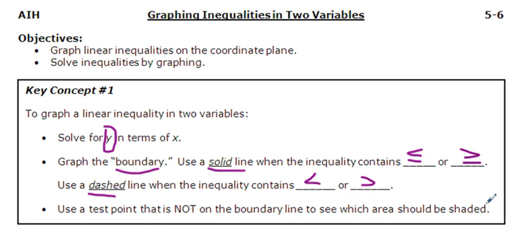Now, inequalities don't have just one answer, right? If we get x is greater than 4, it could be 5, 6, 7, 8, 9, anything that's bigger than 4. So when we're graphing inequalities that contain x and y, there's going to be multiple points that work. So I'm just going to go through some examples with you.